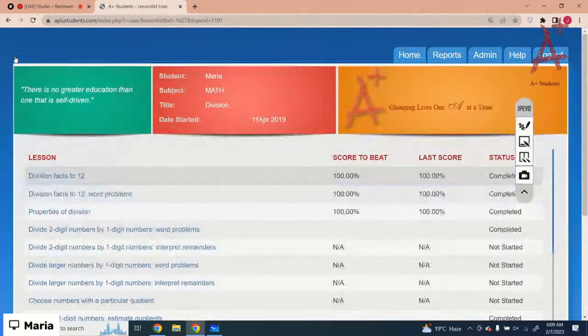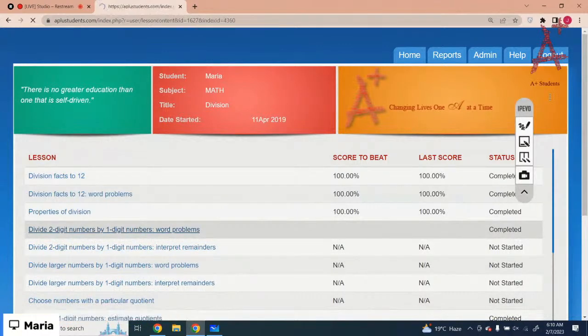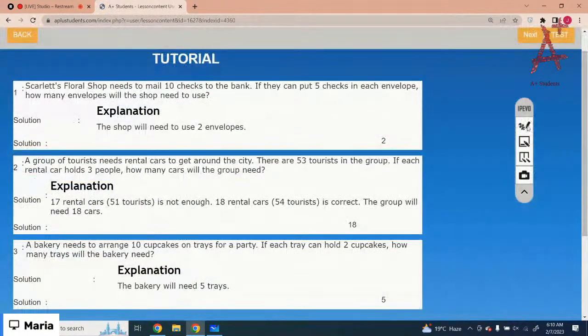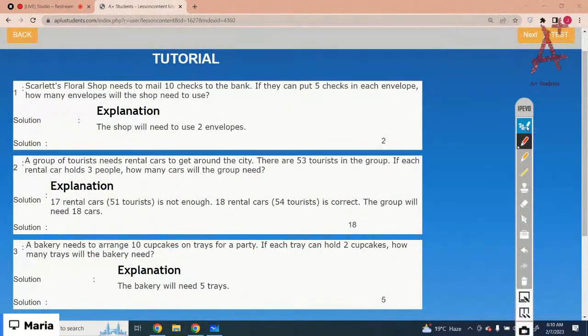And next lesson is divide two-digit number by one-digit number word problems. Let's just start with the word problems. Okay, the first example, let me read the question. Charlotte's floral shop needs to mail 10 checks to the bank. If they can put 5 checks in each envelope, how many envelopes will the shop need to use?